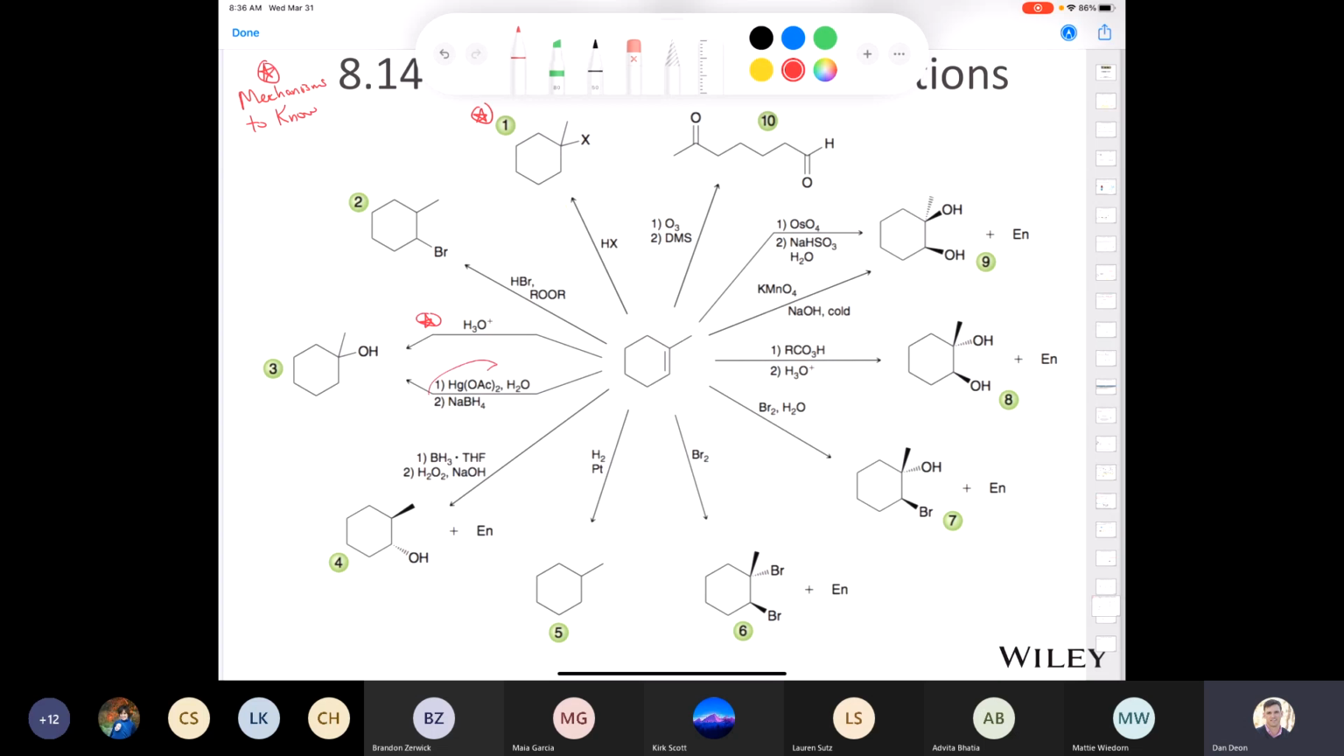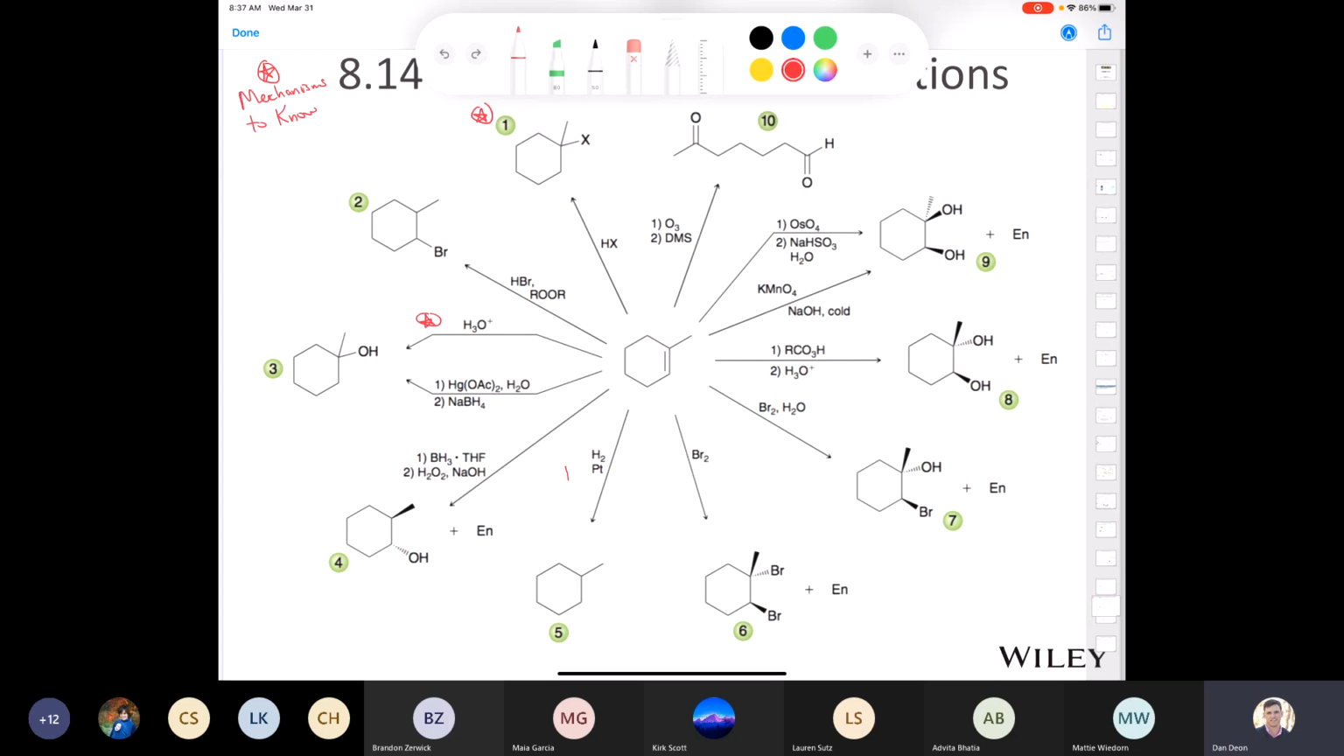Oxymercuration-demercuration. This one here, you do not have to be able to draw that. However, we did go over it to some extent, and it helped us understand why we get Markovnikov addition with no carbocation rearrangements. Same thing with hydroboration-oxidation. I'm not going to ask you to draw that mechanism. However, we did go over it in class. The first step, mostly. The second step is covered in the textbook, but the first step is the one that helps us understand the regioselectivity and the stereoselectivity of the reaction.